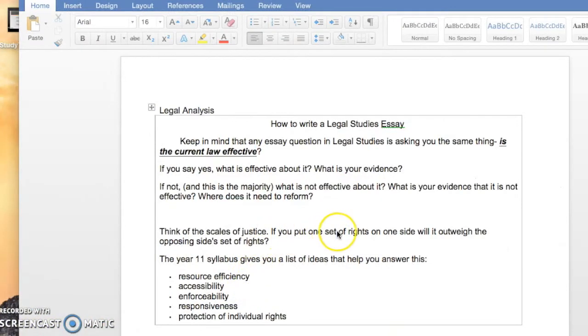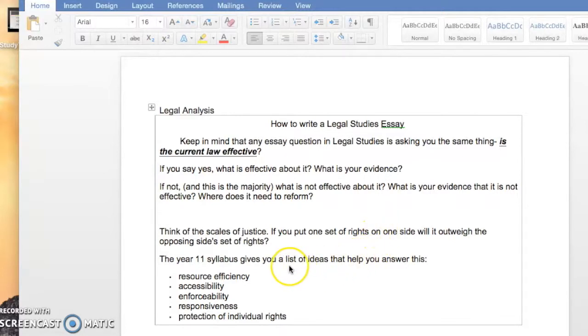So if you have one set of rights on one side, will it outweigh the opposing set of rights? So for example, in criminal law, do the rights of the victim outweigh the rights of the accused, or vice versa? And you want them to be equal, because even if someone is accused, they still have the right to explain what they did, why they did it, if they did it even, etc.